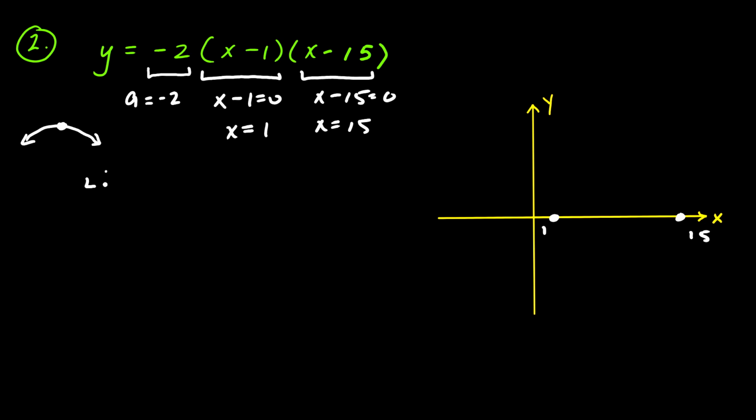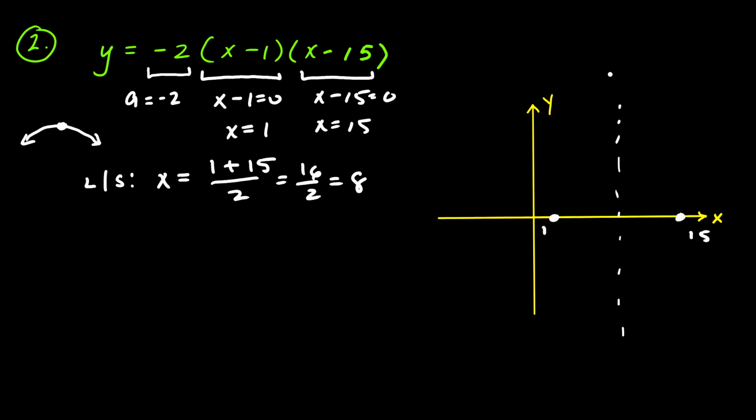Our line of symmetry, again, it's just the average of the two x-intercepts. So the x value of the line of symmetry, which we can also refer to as h from vertex form, is the 1 plus 15 divided by 2, 16 over 2, which is 8. Again, we can sketch that in here. This will be our fold line. So we have x equals 8.